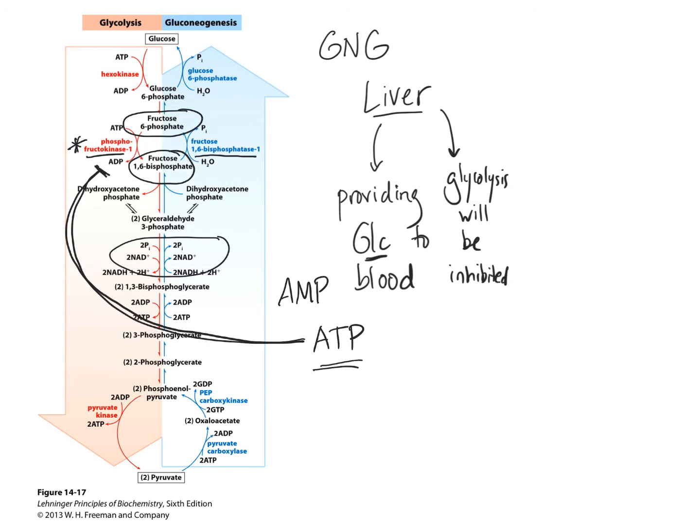AMP is what you get when ATP has lost 2 of its phosphoryl groups. And it's a sign that you are low on ATP because it's an ATP breakdown product. So AMP actually has the ability to act on both of these enzymes.